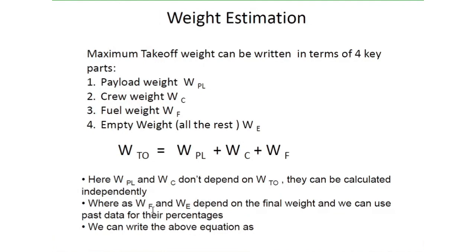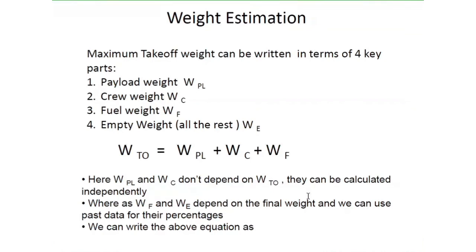Okay, here you see the payload weight and the crew weight don't depend on anything, because that is the requirement. You need to carry 100 passengers. 100 passengers come with 5 flight attendants. Now, they don't depend on the takeoff weight. They are independent, and they can be calculated independently. So how do we calculate independently?